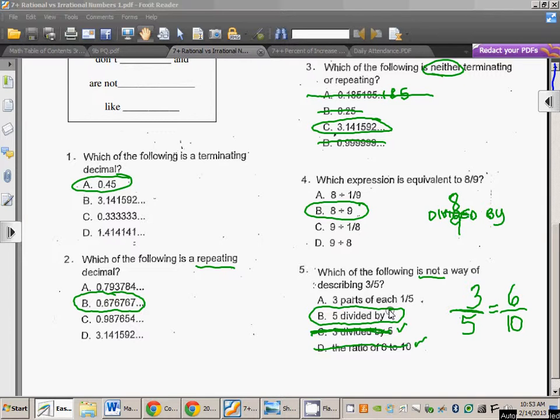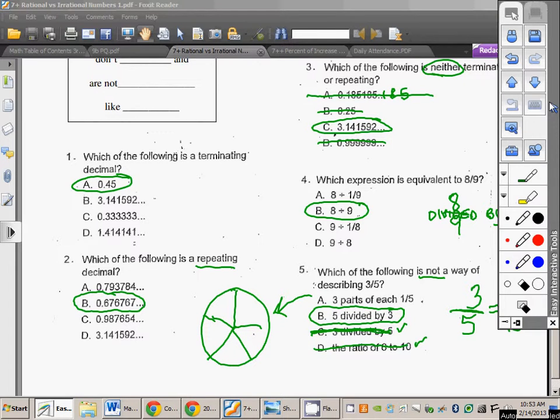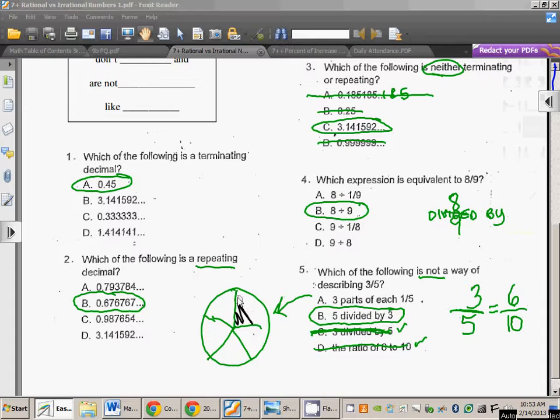Which means I want to show you A. 3 parts of 1/5. Let's start with this. This would be fifths. And what would you tell me if I shaded 3 of them? How would you describe the shaded part? What fraction would you use to describe that, John? 3/5. You would describe it as 3/5. So actually, A is another way to describe a ratio of 3 to 5. It is 3 parts, each 1/5. So the only choice that's not is B.